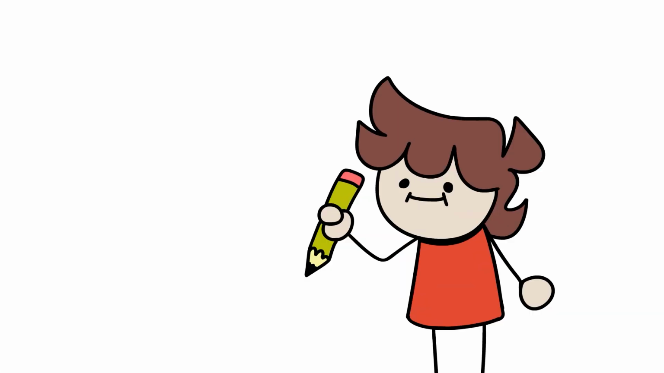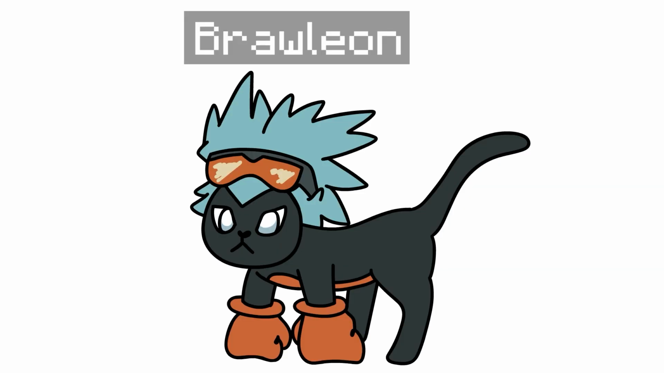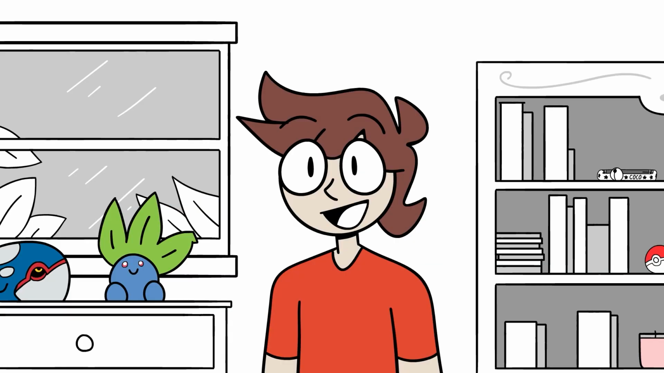So for example, if I wanted to make a fighting type evolution, I would probably call it Brawleon. Maybe you made a future Paradox Pokemon.